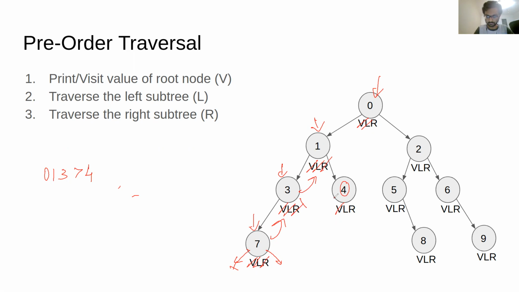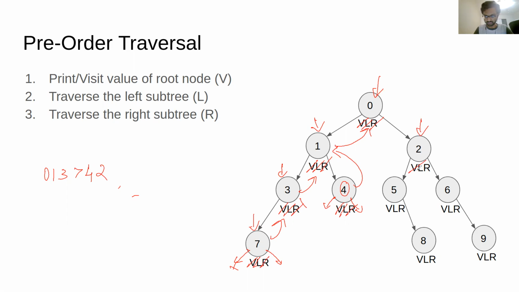Do we have a left subtree? No. Do we have a right subtree? No. So we go back. V, L, and R are all complete here. So again, we go back to the parent of 1. Do we have a right subtree? Yes. So we are at 2 now. We visit 2. So the output is 2.